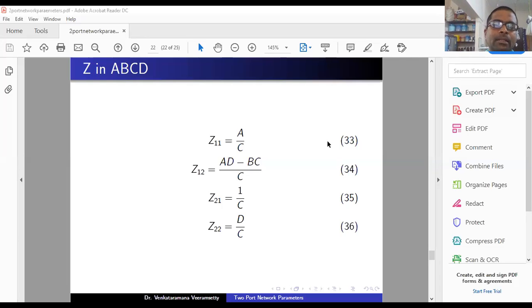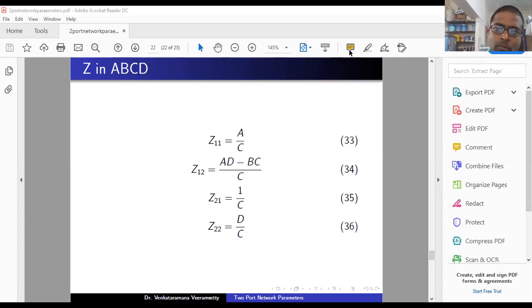Z parameters. So the relation between the Z parameters and ABCD parameters is shown in equations 33 to 36. Z11 equals A by C, Z12 equals AD minus BC divided by C, Z21 equals 1 by C, and Z22 equals D by C. So this is the representation of the Z parameters in terms of the ABCD parameters. First we will discuss the derivation, later we will move to problems, right?